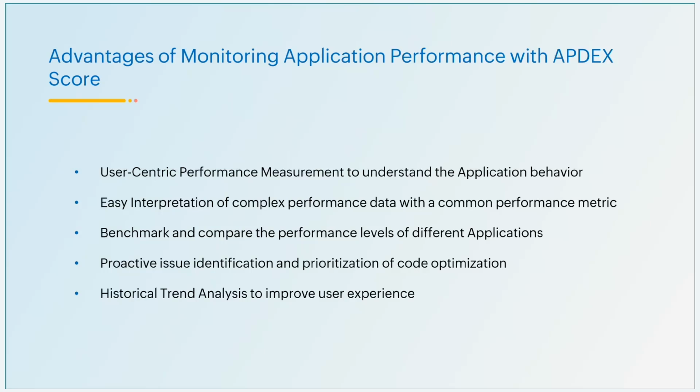The fourth one is proactive issue identification and prioritization of code optimization. So when the performance falls below the acceptable levels, the APDEX score will help you to identify the critical transaction with low scores, highlighting the areas of the code optimization. Alerts are triggered by enabling quick issue identification and by improving the key transaction that impacts the user satisfaction.